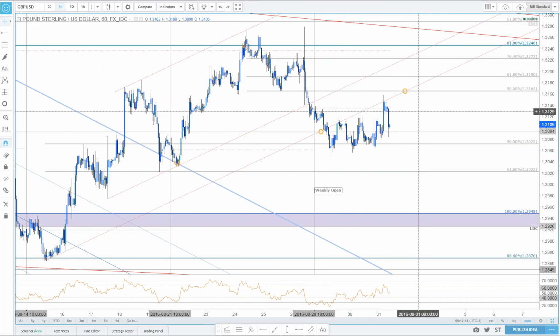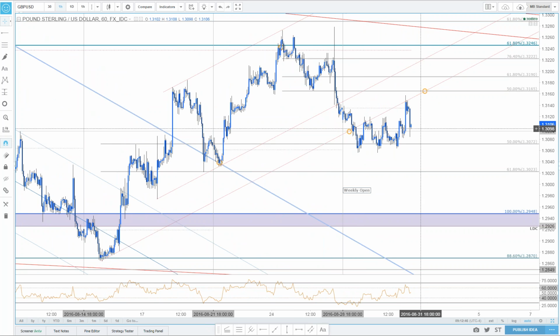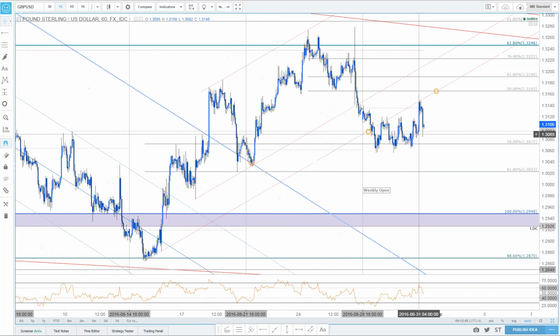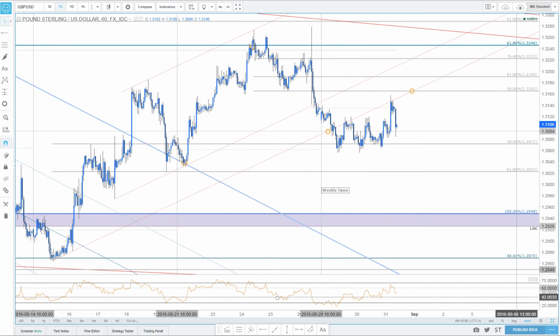So a little bit of back and forth action here in British pound, not really expecting much as we sit right in the middle of the monthly range. Look for the break of the weekly opening range to give us some guidance. Kiwi.